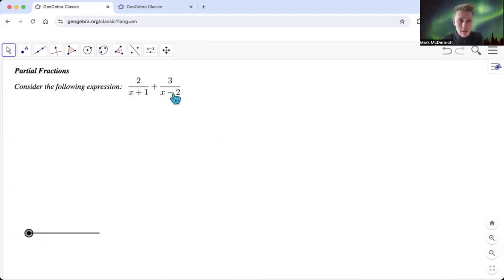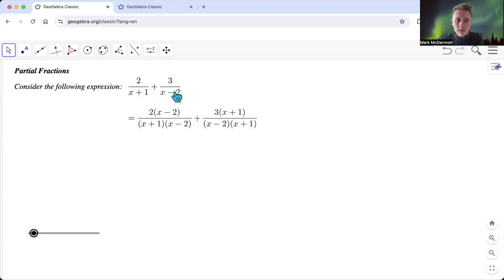So you need to multiply x plus 1 by x minus 2, but that means you need to multiply the numerator by x minus 2. And then similarly, you have to multiply 3 by x plus 1. So that would look something like this. This x minus 2 gets multiplied there, and the x plus 1 gets multiplied over there. So you get something like this. And then obviously now we've got common denominators.